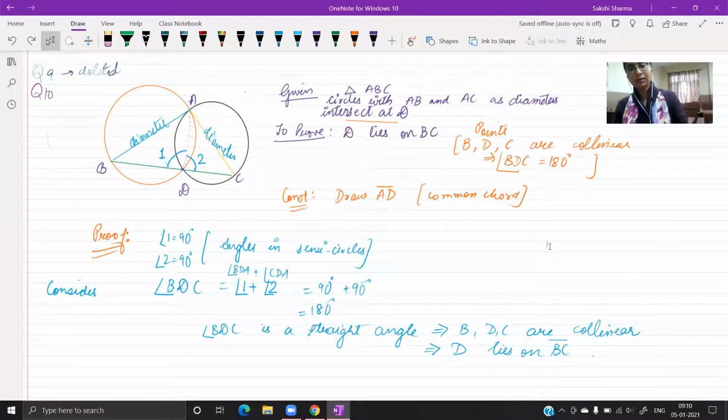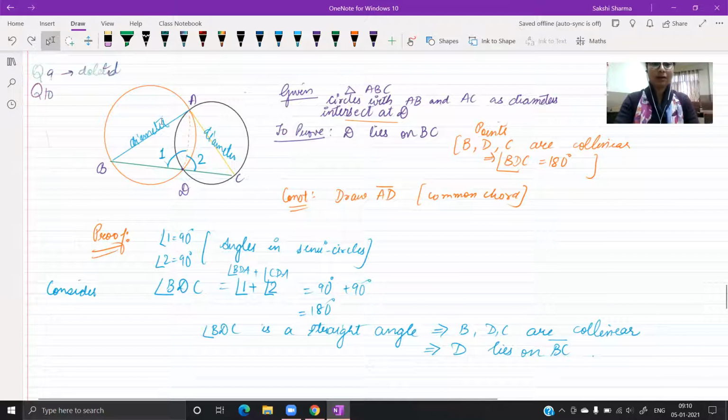Anyone with questions here? Example number 5 is just like this one. You are using the same properties: you will have two angles formed in semicircles. The measure of each of those will be equal to 90, which makes that whole angle BDC a straight angle, and hence you can prove that B, D, C lie on the same straight line. That is what we wanted to prove here. If anyone's writing down, please let me know.